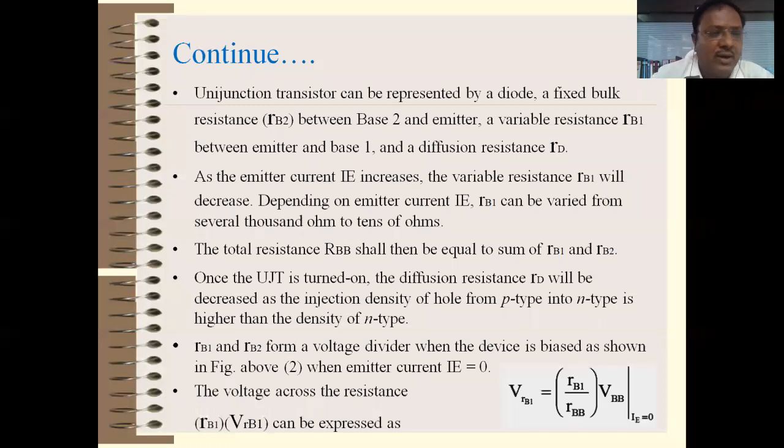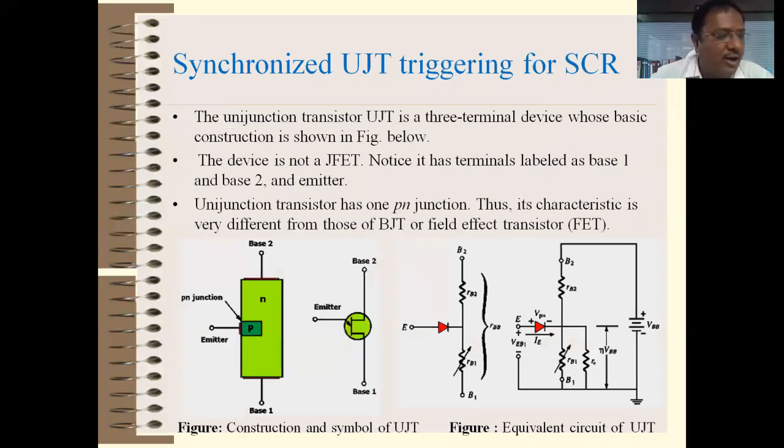If you see the symbol of JFET, I'll again change the slide. I don't know if it is visible to you or not, but in the particular symbol of the unijunction transistor, the terminal which is connected to the channel, that is the emitter terminal, is not connected straight, it is connected in a slightly downward direction.